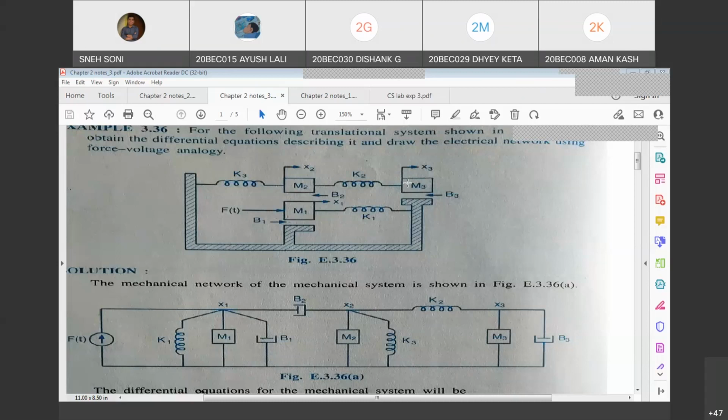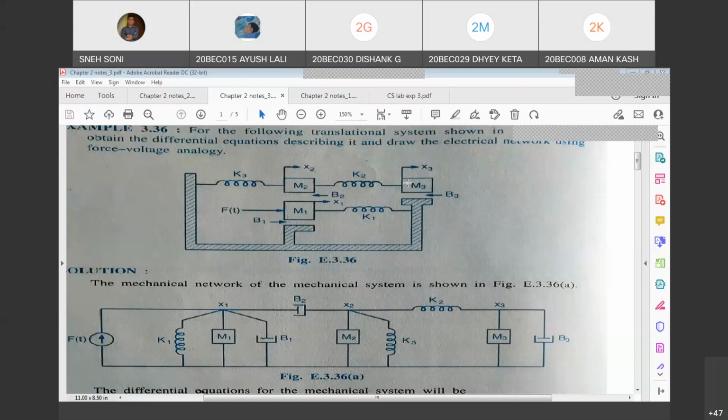Sir, is it M3 x3 dash B3 x3 dash plus K2 into (x3 minus x2)? M3 x3 double dot. Yes, sir, double dot, sorry. M3 x3 double dot plus B3 x3 dot plus K2 into (x3 minus x2) equals 0. Very good. Perfect.